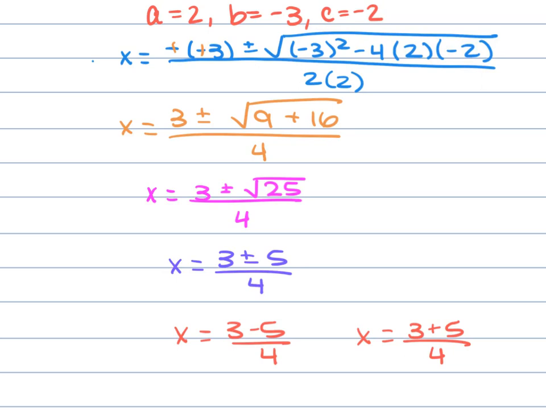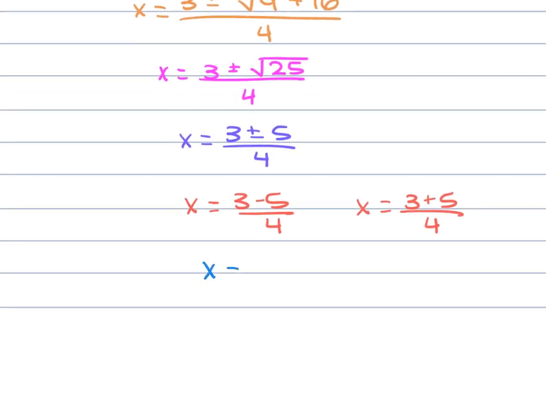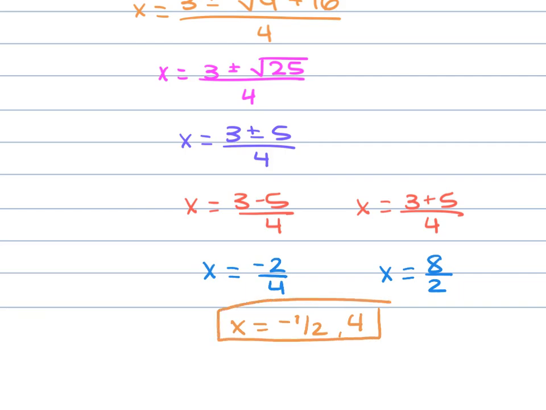So then simplifying further, we get that x is equal to negative 2 over 4, as well as x is equal to 8 over 4. So our two solutions are x is equal to negative 1/2 as well as 8 divided by 2 is 4. So negative 1/2 and 4.